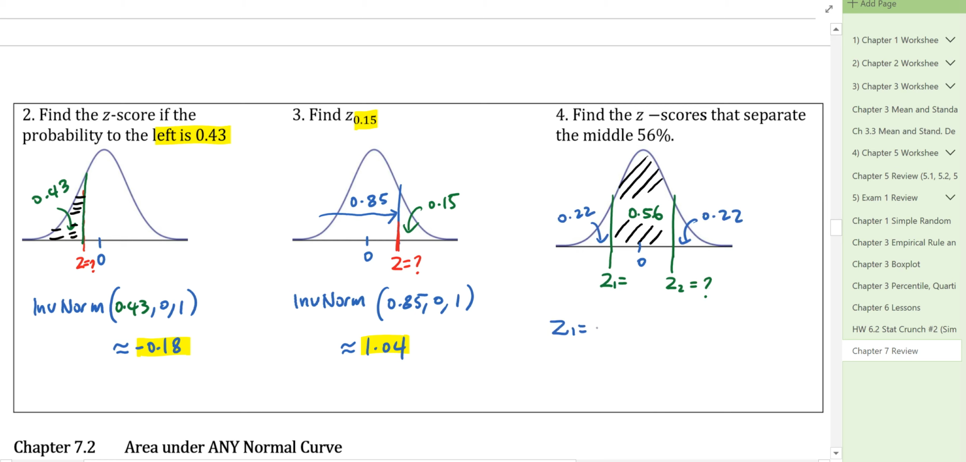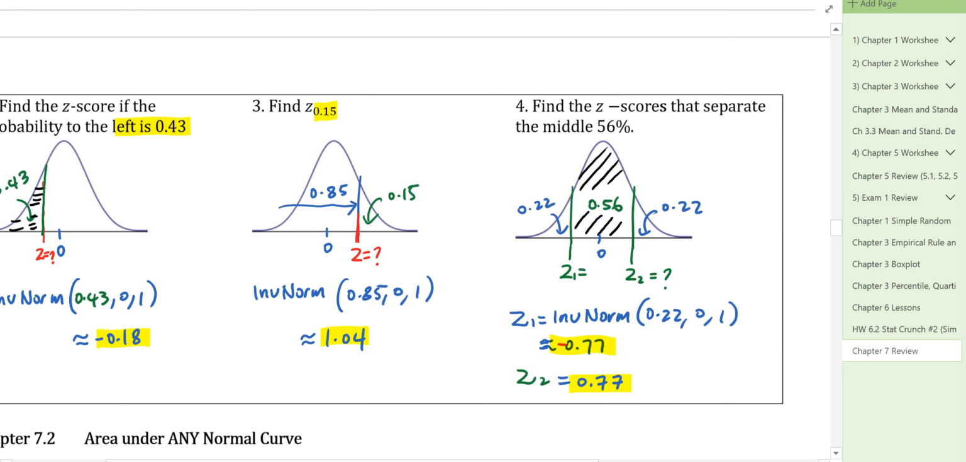Now I'm going to find my z. So z1 is equal to inverse norm, area on the left of z1 is 0.22, mean zero, standard deviation 1. Put that in your calculator. You get approximately negative 0.77. And by symmetry, z1 should be negative, and z2 will be a positive one. z2 is positive 0.77. So those are the two z-scores. Again, you can double check that with your calculator and get the answer.